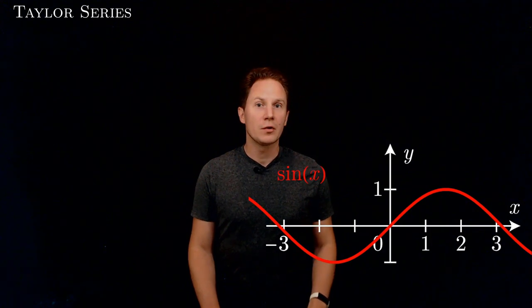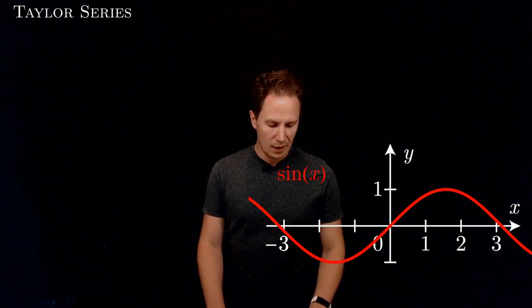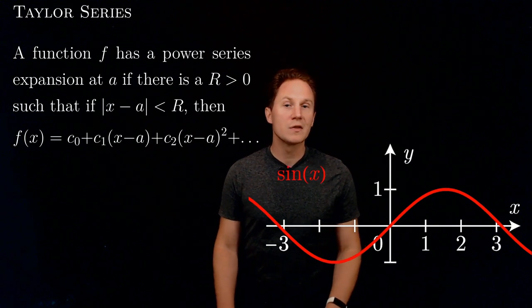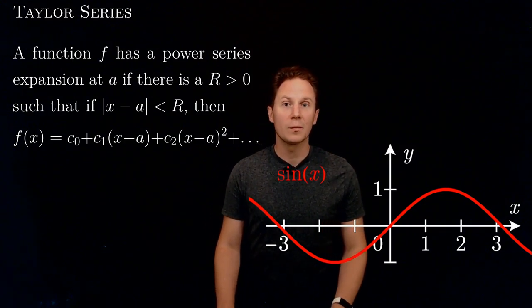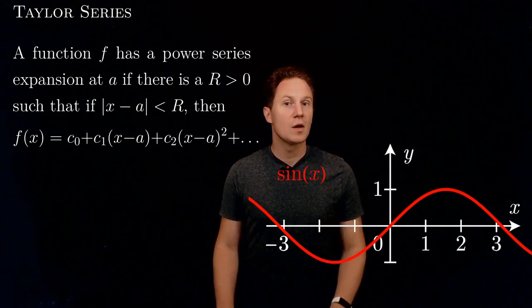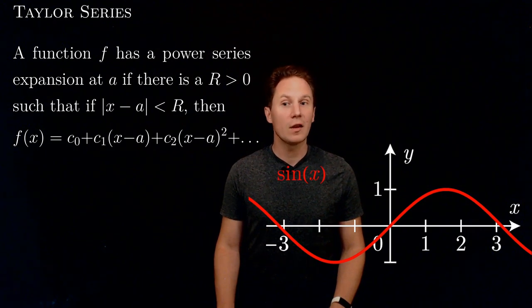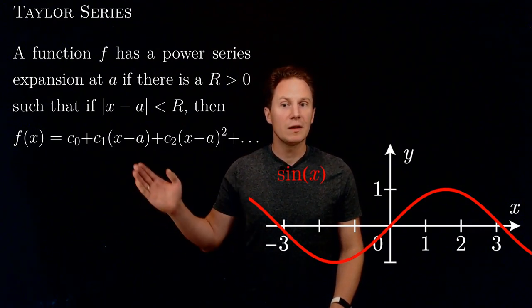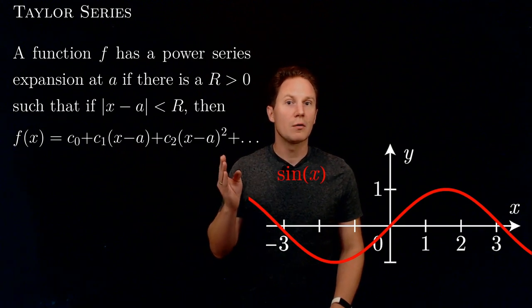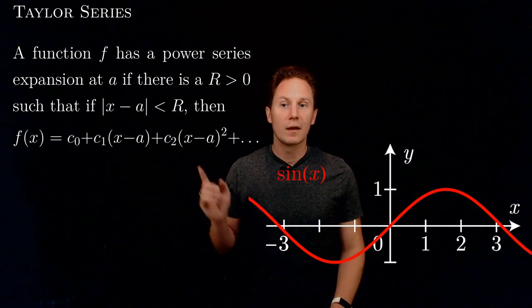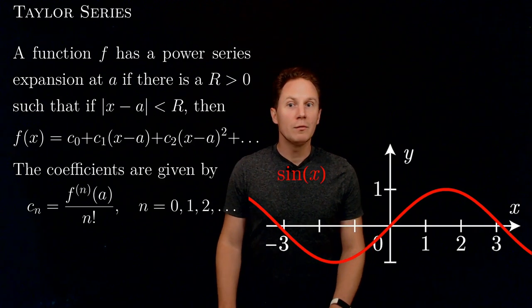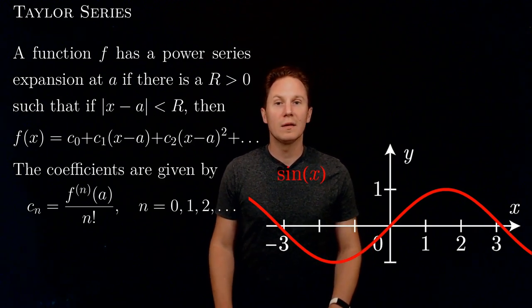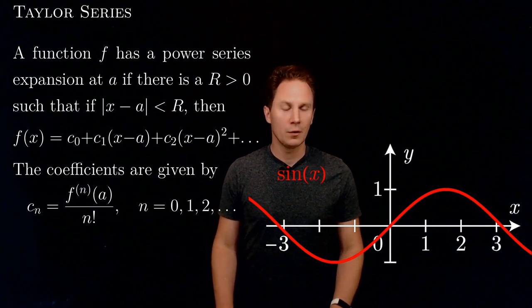The nice enough functions that I was referring to are functions for which a power series expansion exists. We say that a function has a power series expansion at the point a if there is a positive number r, such that if the distance between x and a is less than r, then f of x can be written as this infinite power series in x with the coefficients c sub n given by the nth derivative of the function evaluated at a divided by n factorial.